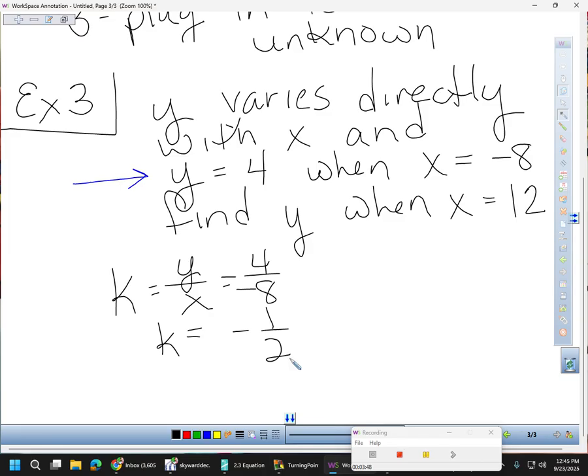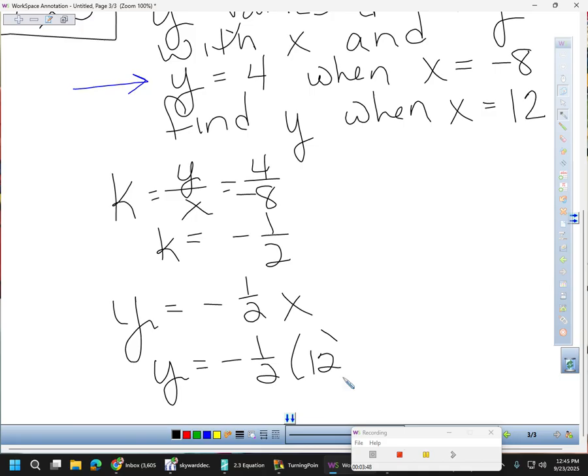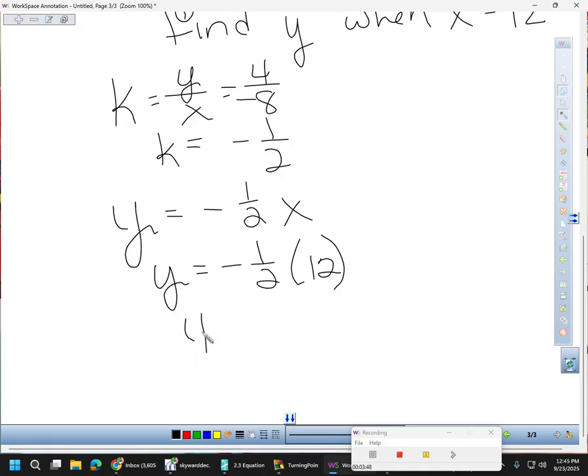Step 2 says to write a direct variation equation. All right, so now we're going to go y equals, my k is negative 1/2, and x. Step 3 says to plug in what we know to find the unknown. So I'm looking for y, so y equals negative 1/2 times 12. So y equals negative 6.